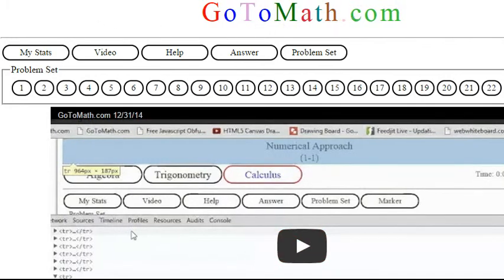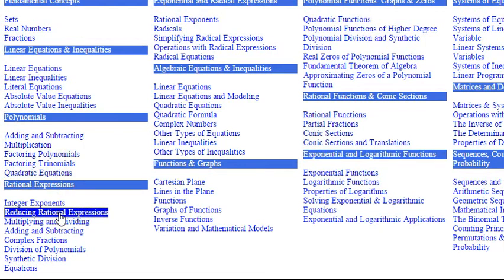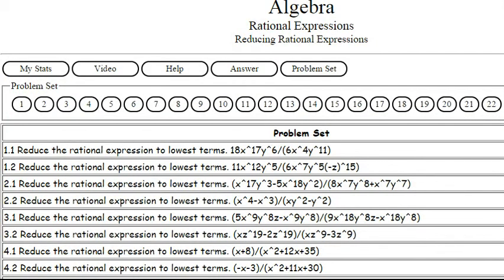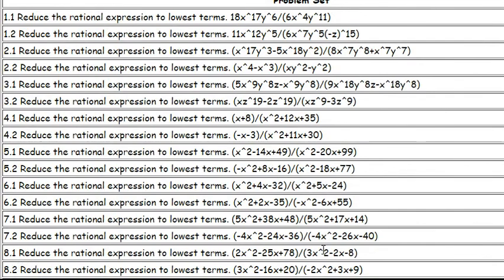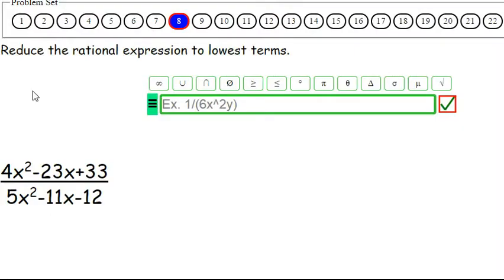Okay, we're over here at gotomath.com. Click on algebra. Let's go down to using rational expressions, and I believe we're doing 8.1. Reduce rational expression to lowest terms. We got 4x squared minus 23x plus 33 over 5x squared minus 11x minus 12. Let's write that down real quick here.